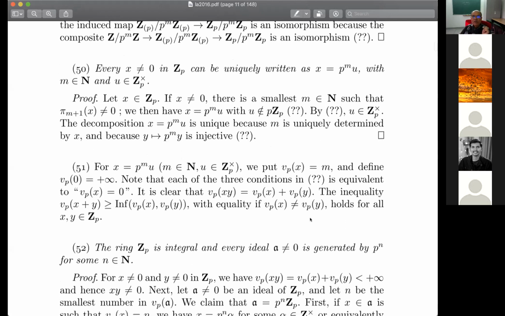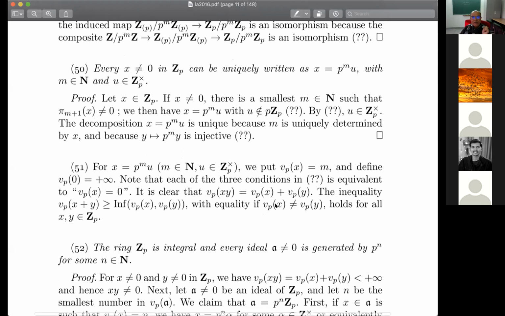And in fact, if these two have different valuations, if VP of X is different from VP of Y, then we actually have equality here instead of this large inequality. Sometimes people use the term large inequality when equality is one of the possibilities, when equality is allowed. And so if these two are different, then you actually have equality instead of this large inequality.